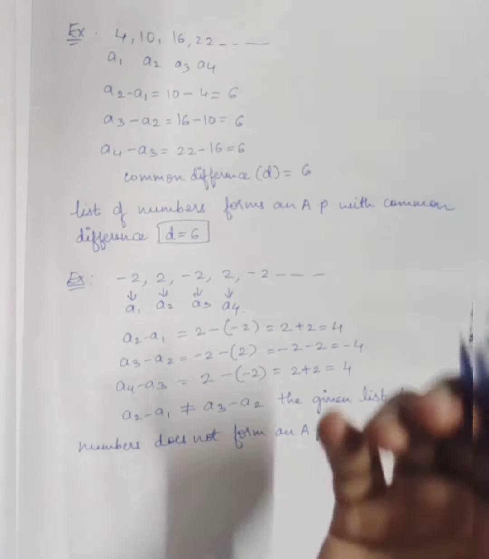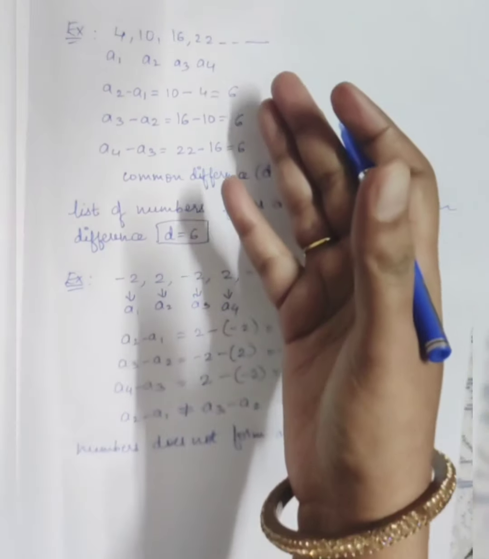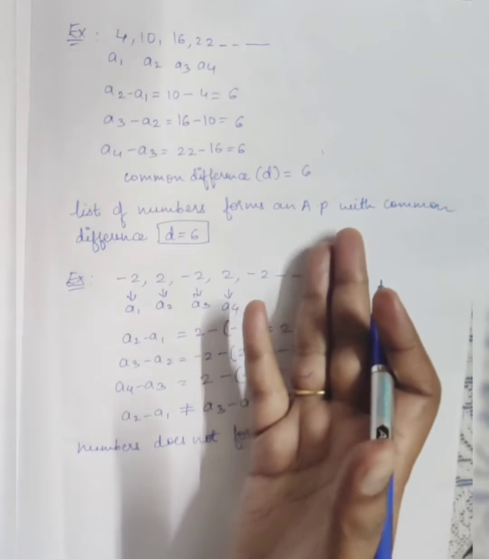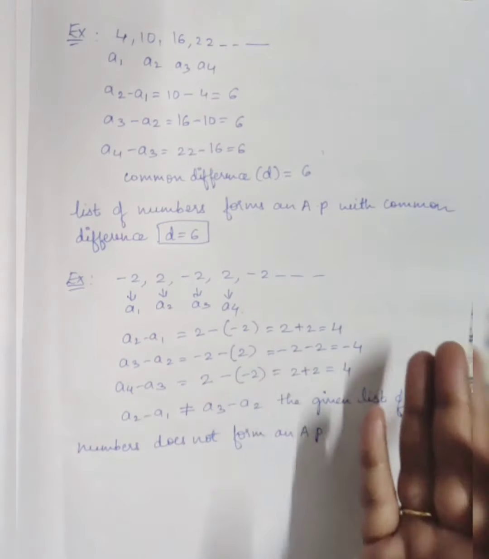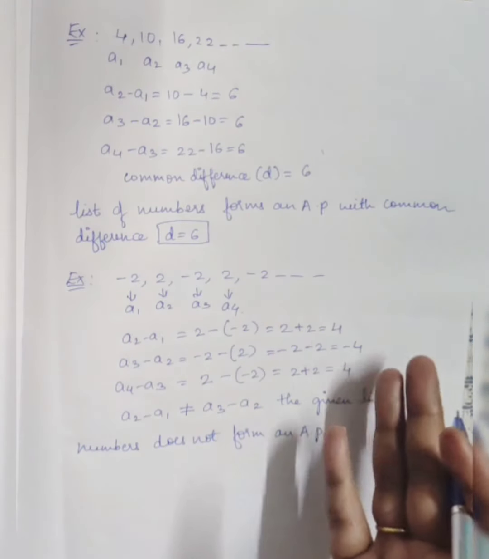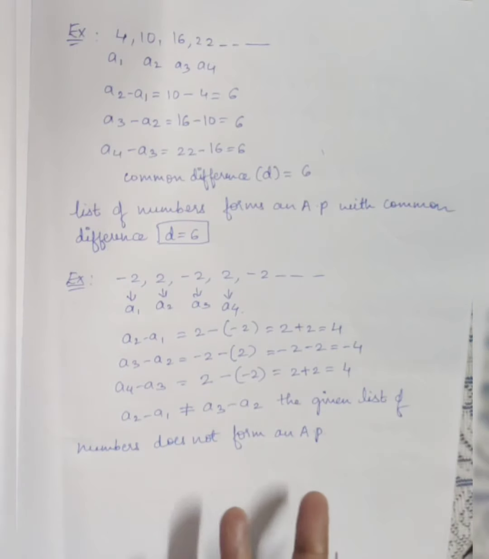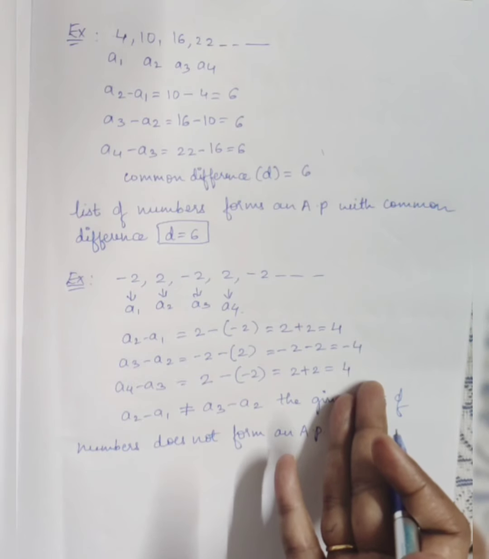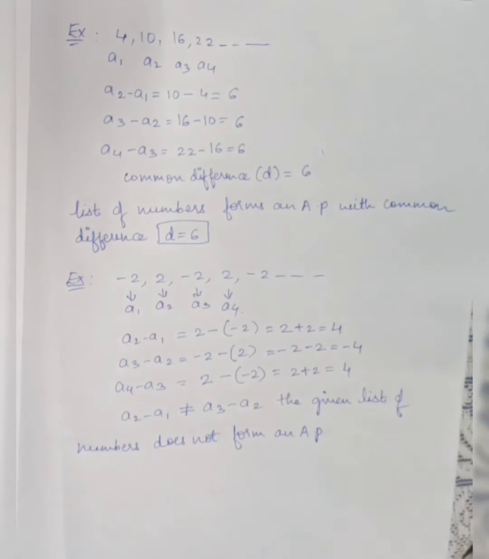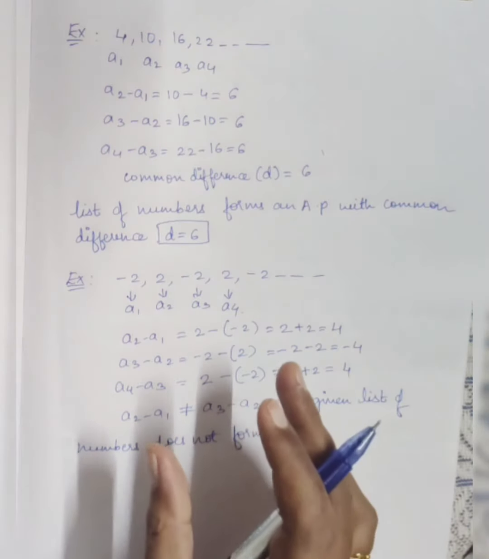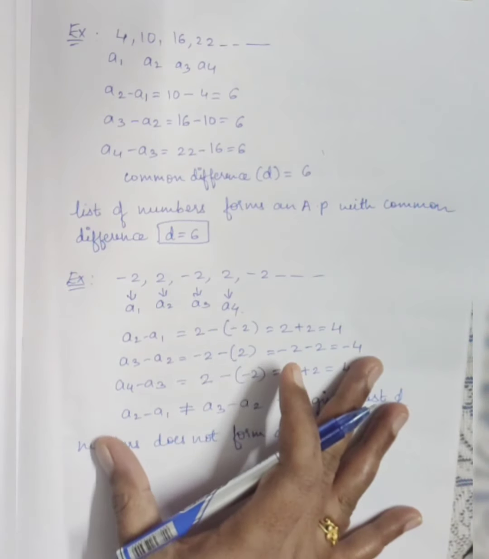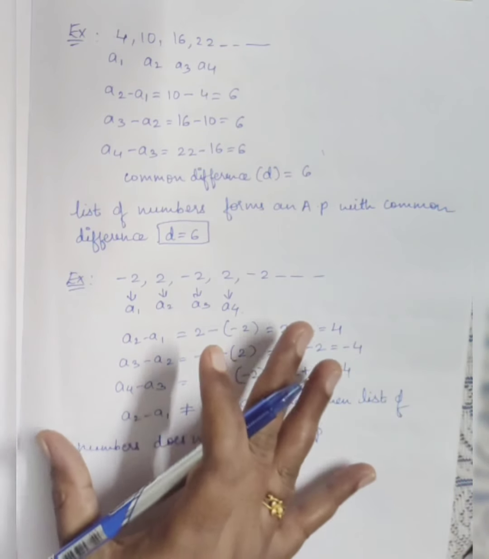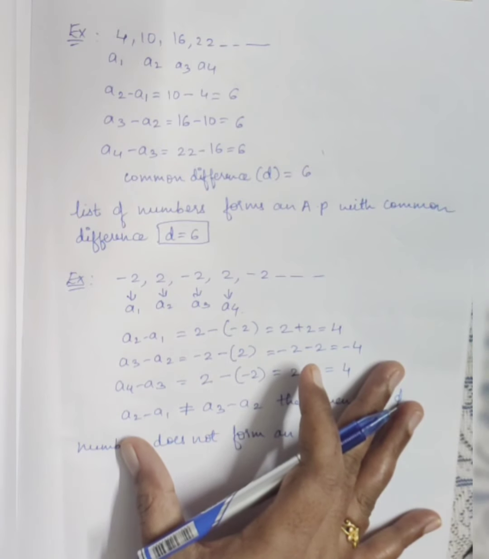Understood how it is? It is very simple. If you are getting the same common difference with the same sign, you say it forms an AP. But if you are getting the same common difference with a different sign, it does not form an AP, because if you get positive, you should get a positive common difference, and if negative, then negative. So this completes how we show that a list forms an arithmetic progression.